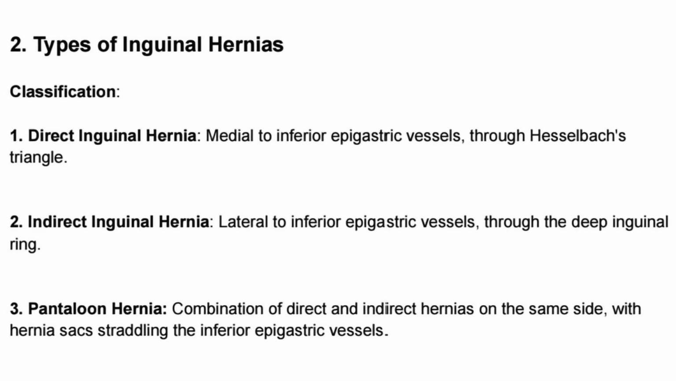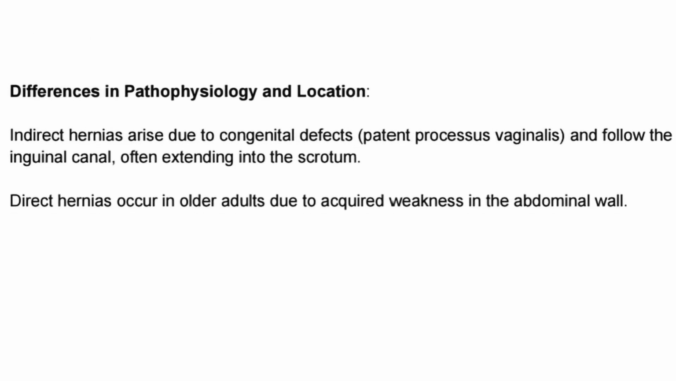Inguinal hernias can be classified into three main types. The first is a direct inguinal hernia, which occurs medial to the inferior epigastric vessels and passes through Hesselbach's triangle. The second is an indirect inguinal hernia, which occurs lateral to the inferior epigastric vessels and follows the pathway of the inguinal canal. This type can extend into the scrotum in males. The third type is a pantaloon hernia, which is a combination of both direct and indirect hernias on the same side, with hernia sacs straddling the inferior epigastric vessels.